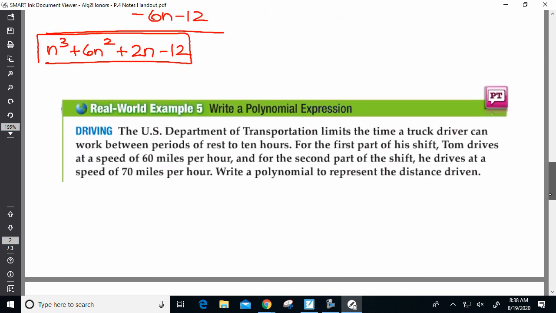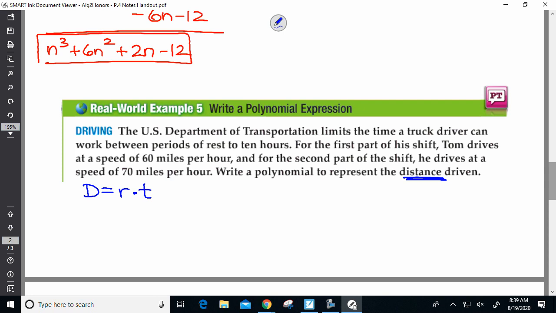Alright, so let's tackle this word problem. The U.S. Department of Transportation limits the time a truck driver can work between periods of rest to 10 hours. For the first part of his shift, Tom drives at a speed of 60 miles per hour, and for the second part of the shift, he drives at a speed of 70 miles per hour. Write a polynomial to represent the distance driven. So, main thing to keep in mind here, we're working with distance. Distance is equal to rate times time.